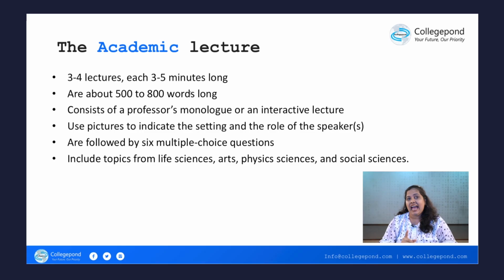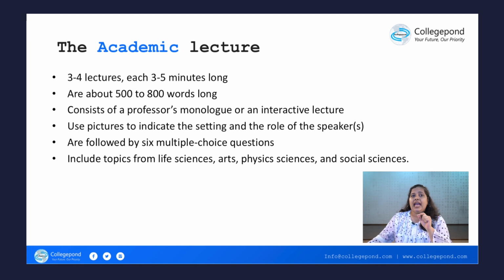Basically, the audio files that you will get on the test date. As you can see on the slide in front of you, you will have about 3 to 4 lectures, and each lecture would have around 3 to 5 minutes of duration. So within each section you will have these 3 to 4 lectures. When it comes to the academic lecture, each of them will be around 500 to 800 words long. So that's not a lot actually. It happens within 4 to 5 minutes.